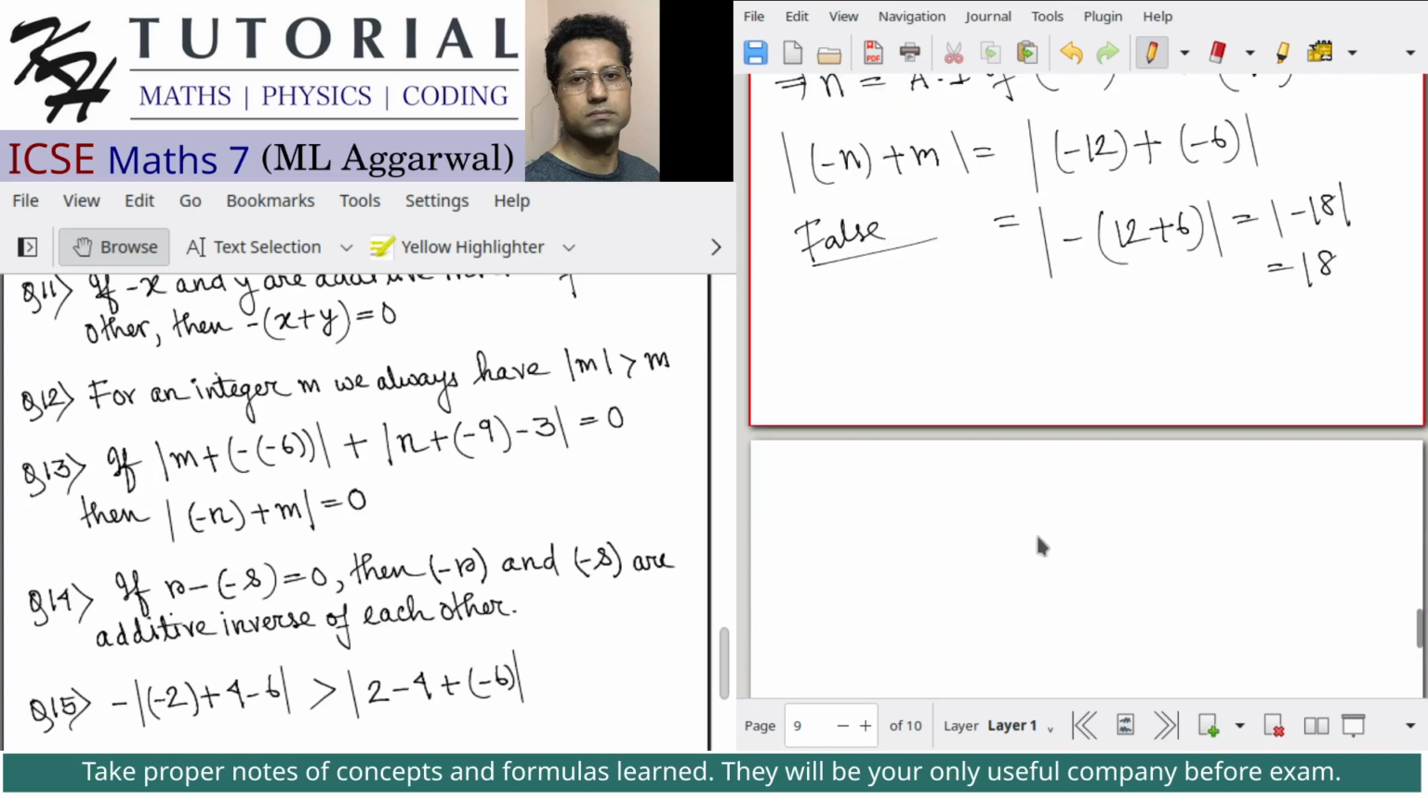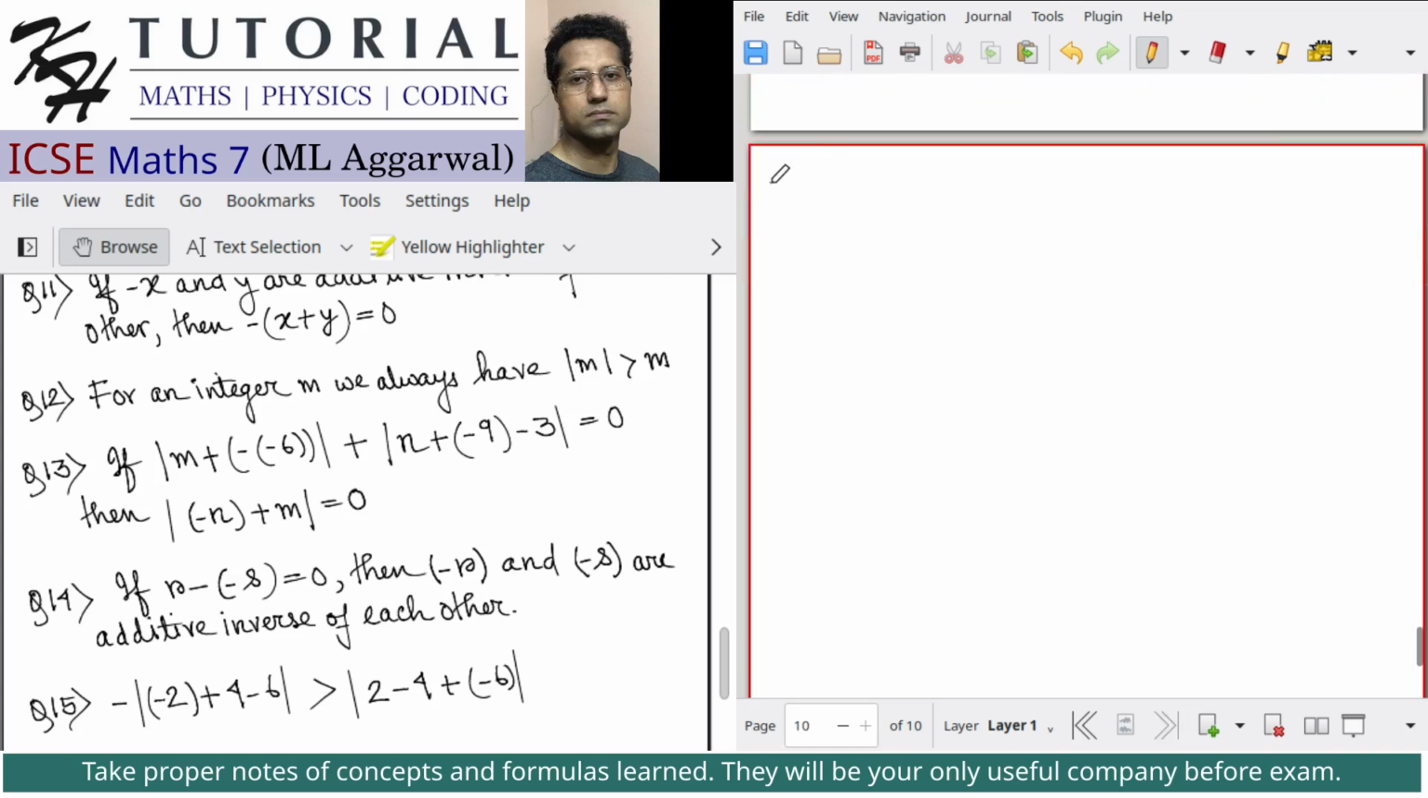Let's do question number 14. If r minus s is equal to 0, then minus r and minus s are additive inverse of each other. Okay, now what is given? It is given that r minus negative of s is equal to 0.